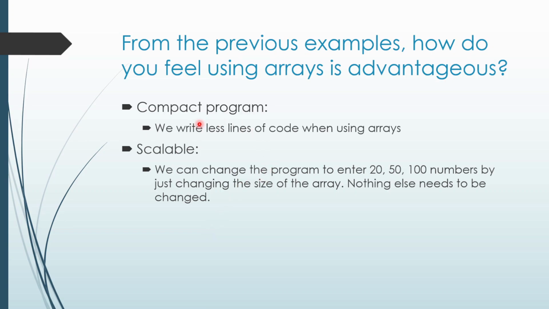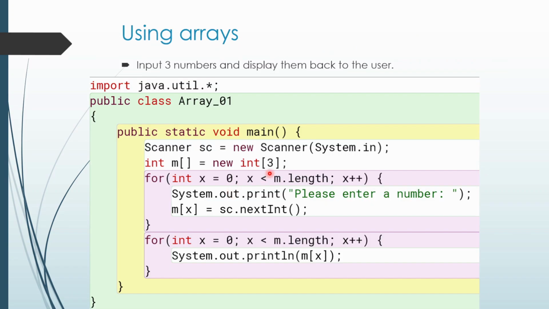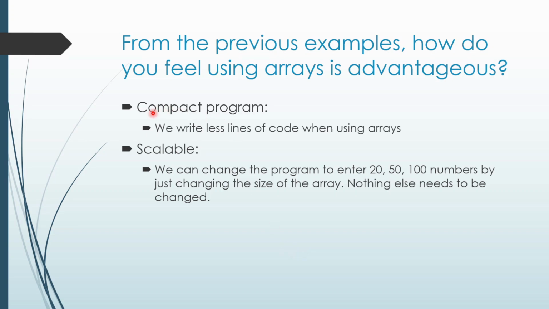It is scalable. Scalable means I can make the program handle larger or smaller amounts of data. Just as I showed you here, if this is only for three elements and I need 300, I just need to change this 3 to 300. This program will now take input of 300 values, and it will display the 300 values. So the program becomes compact and it becomes scalable.